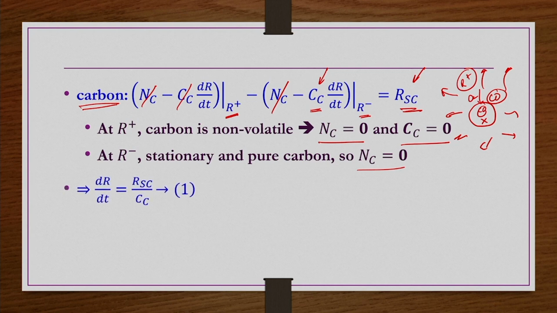So, then what we get, dr by dt is equals to Rsc divided by Cc, or Cc dr by dt is equals to Rsc divided by Cc. Rate of reaction of that component with respect to C divided by the concentration of C, that is carbon. So, this is one equation, that dr by dt we related to rate of reaction. Okay.